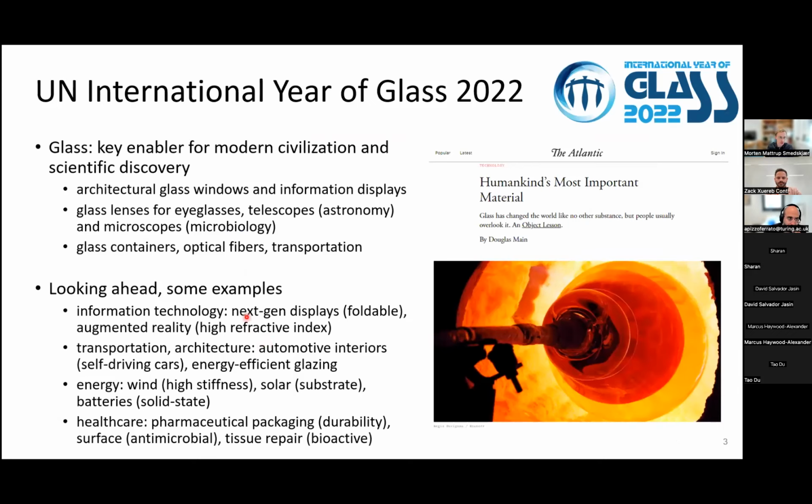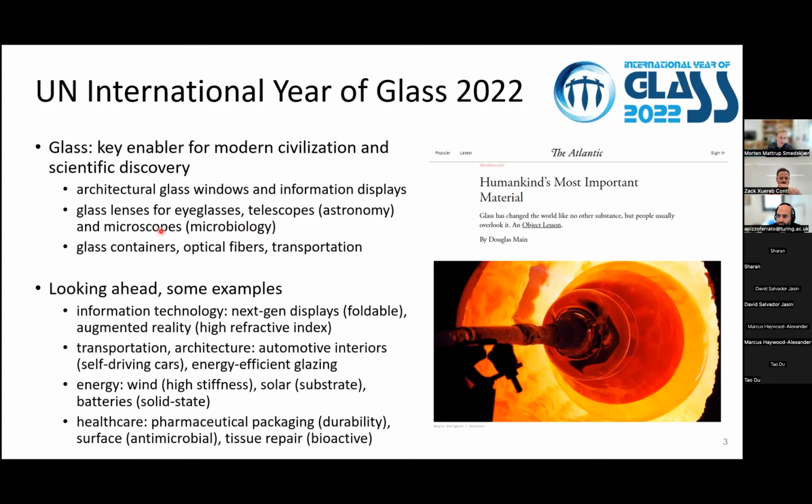Last year, as you may be aware, we had the UN International Year of Glass. The United Nations typically have one or more topics that are celebrated every year, and last year was the Year of Glass, for the key role that glass has played and continues to play for modern civilization and scientific discovery. So just to mention some of these, of course, architectural glasses we know very well.